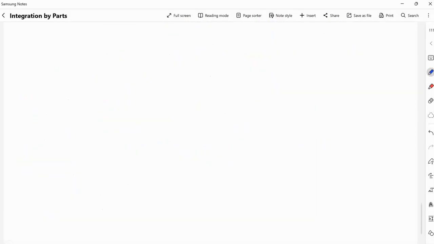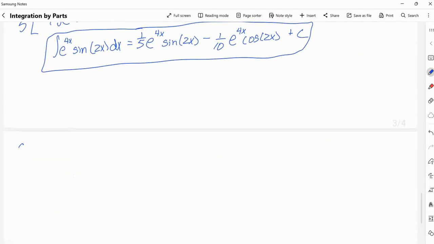I want to do just one more problem. Let's say we want to integrate ln of 2x plus 3 dx. So think about your u here. In this case, your u is going to be that logarithmic piece. So that means dv is the leftovers. Well, the only thing that's left over is going to be dx here.